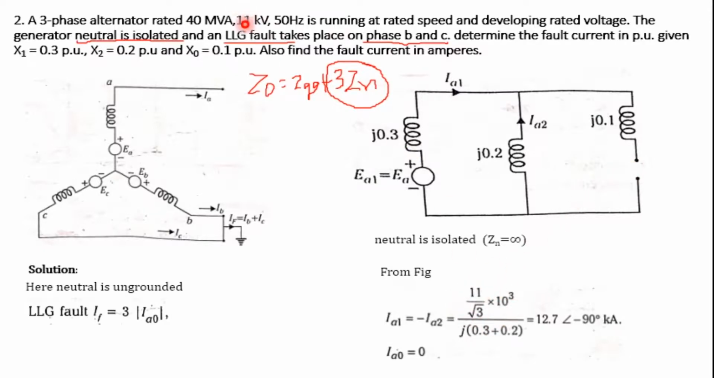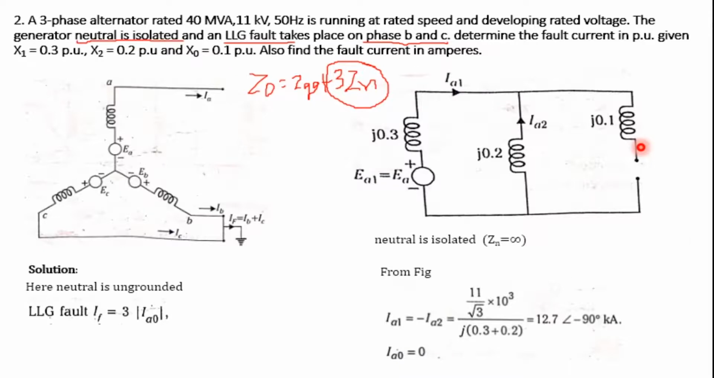So what is EA? This is working at 11 kV. Because of the 3 phase, we write it divided by root 3. And what is the total impedance? This is X1 and this is X2, 0.3 plus 0.2. So we can write it as 12.7 at an angle of minus 90 degree kilo amperes. Because it is left ungrounded, IA0 is going to be 0.